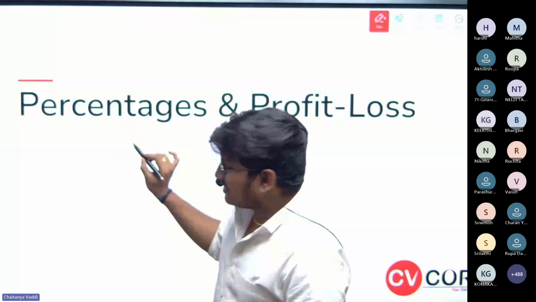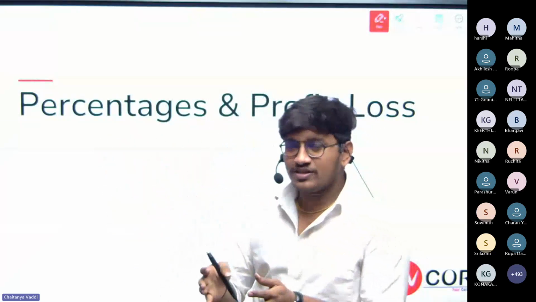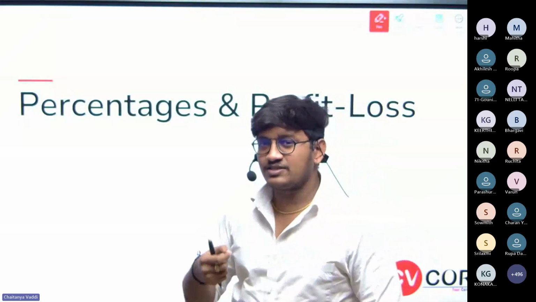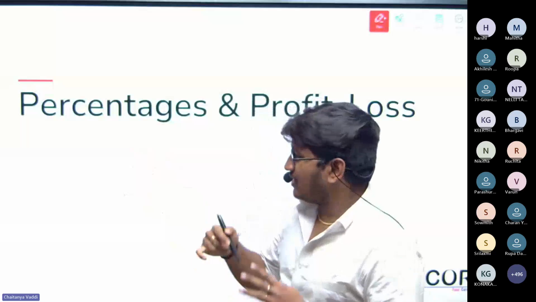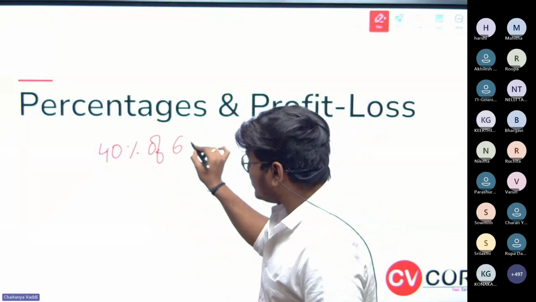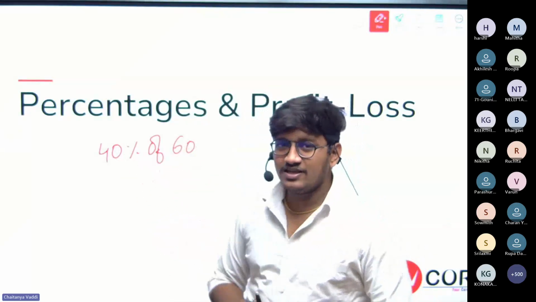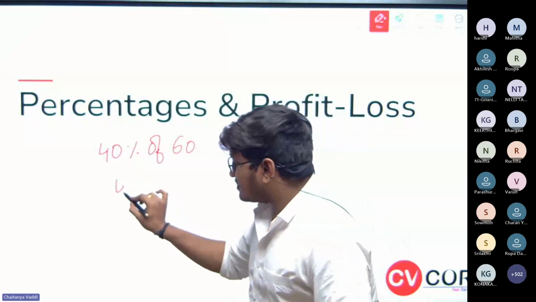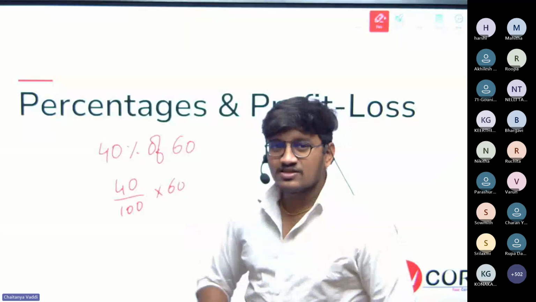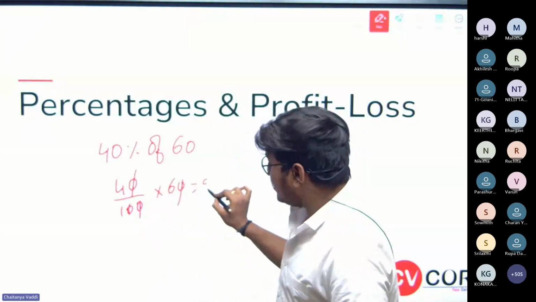When we are thinking about percentages, the most important thing is the calculation part. We'll discuss how to calculate as fast as possible in the percentages concept. Let's say 40 percentage of 60. When you want to solve a question like this, what students basically do is they start doing 40 by 100 into 60, and then they cancel the zeros, and here it will be 24.